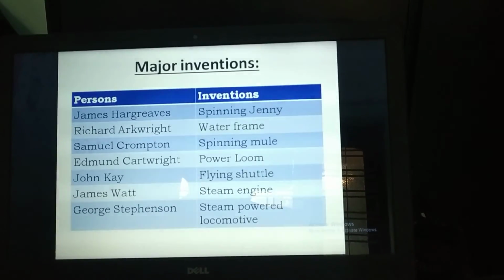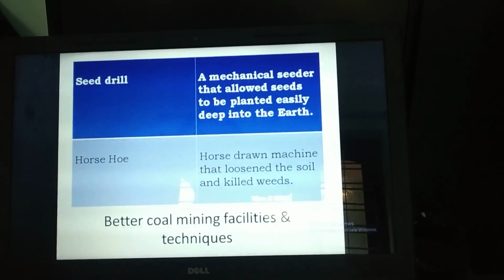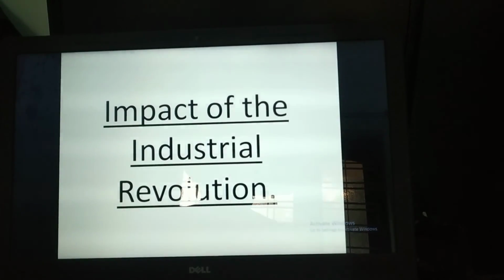Remember 1 or 2 names and the people who invented these inventions. And remember the last point, the seed drill and the horse sow, and the facilities that entered into the world because of this Industrial Revolution. And the next topic is the impact of the Industrial Revolution that you will go through in the next class.